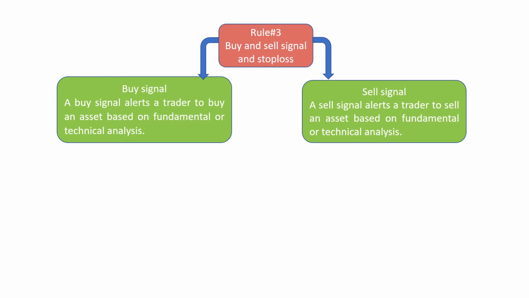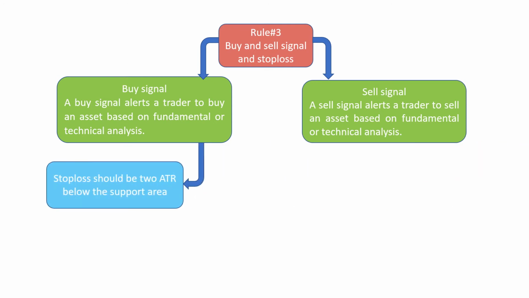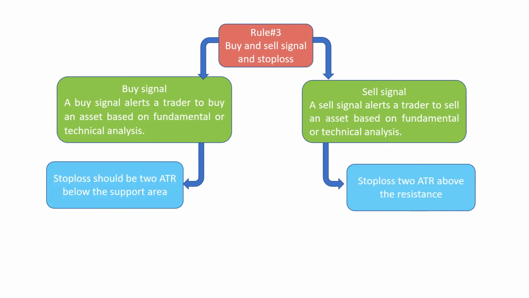A sell signal alerts a trader to sell an asset based on fundamental or technical analysis. A sell signal can also be observed by reversal patterns such as a shooting star when the price goes to resistance and reverses back, or breaks the support and continues going downward. For a buy signal, we put the stop loss 2 ATR below the support, and for the sell signal, we put our stop loss 2 ATR above the resistance.